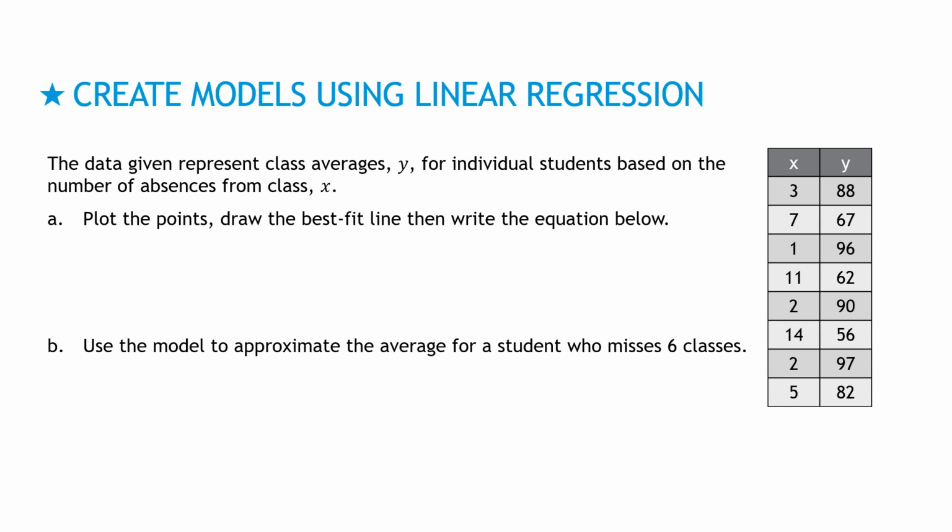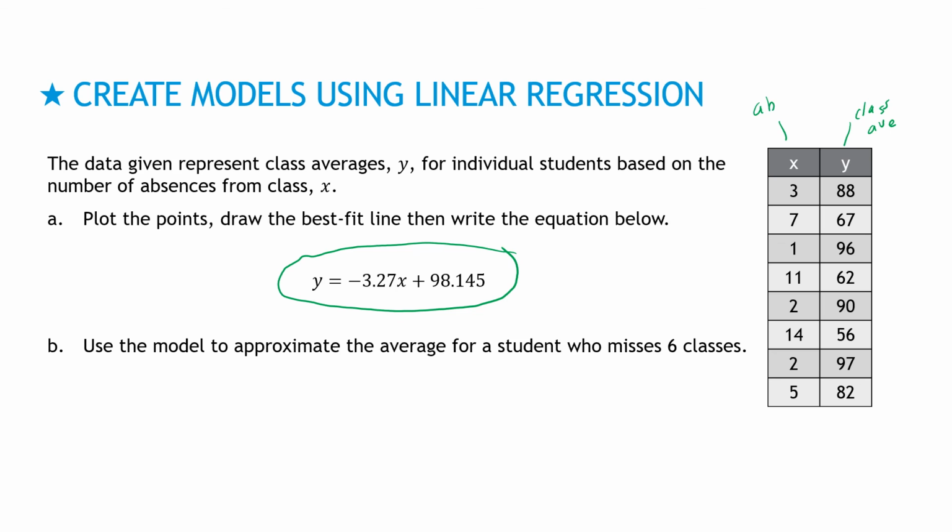So again, I'm not going to show you the whole equation or how I came about it because I went through that in detail before, but this is the equation that Desmos came up with for this particular XY set. And remember that Y is class averages and X is absences. And so that's important moving forward because in B it says use the model to approximate the average. So I'm solving for Y for a student who misses 6 classes, that's X absences. So that tells me which one to plug it in for.